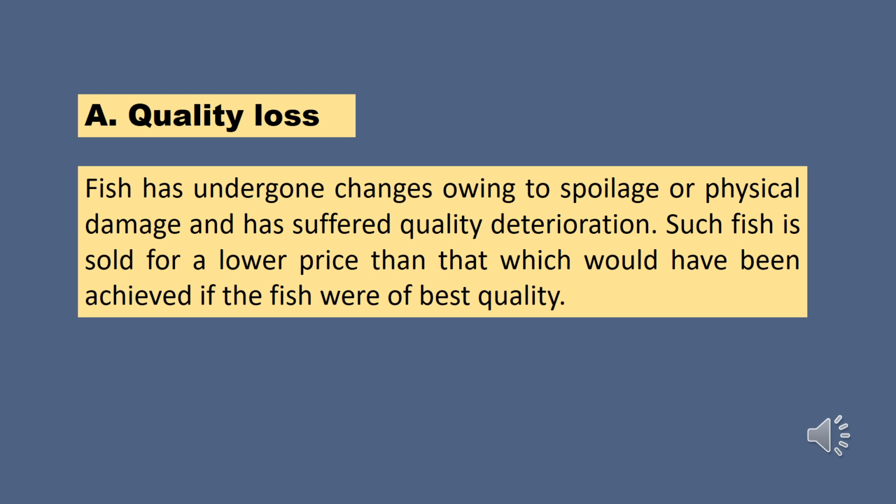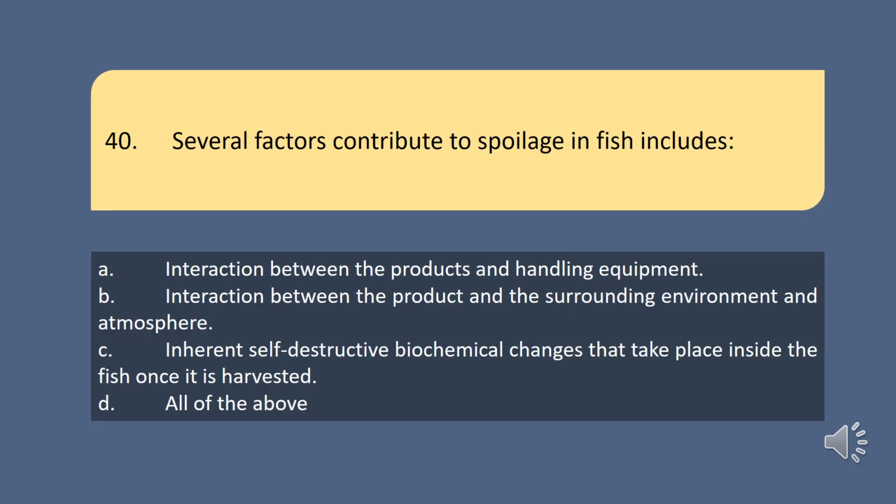Such fish is sold for a lower price than that which would have been achieved if the fish were of best quality. 40. Several factors contribute to spoilage in fish, including: A. Interaction between the products and handling equipment. B. Interaction between the product and the surrounding environment and atmosphere. C. Inherent self-destructive biochemical changes that take place inside the fish once it is harvested. D. All of the above.